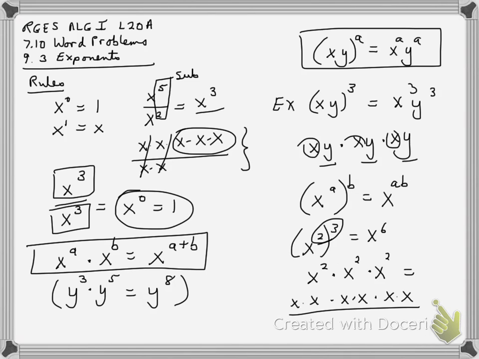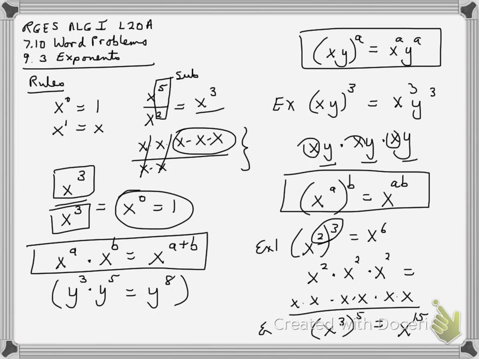Okay. Let's do one more like that. If I had x to the 3, I'm not going to draw this, to the 5th power, that would be altogether, by the same logic I just showed you in the last example, x to the 15th. So again, this is my rule, and this is my example 1, example 2.